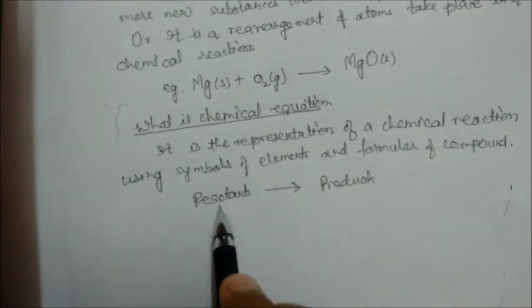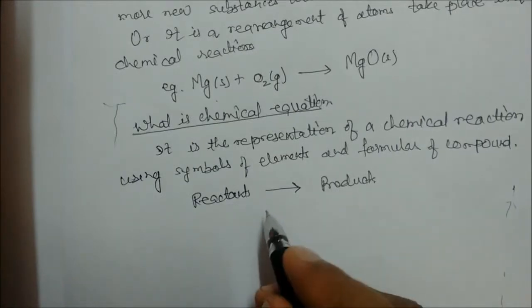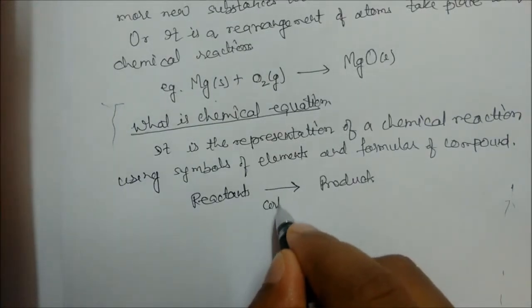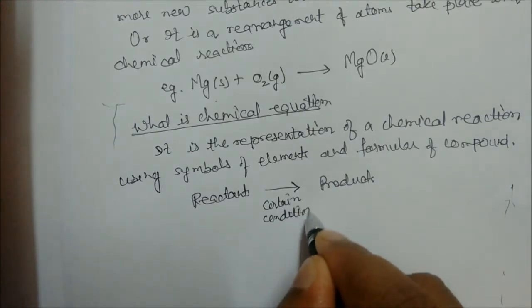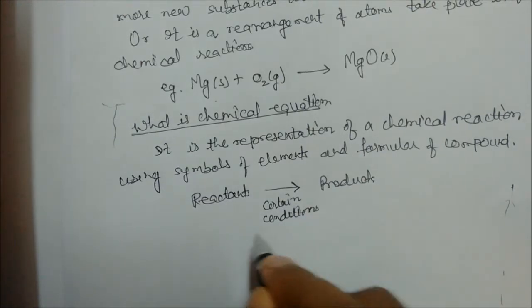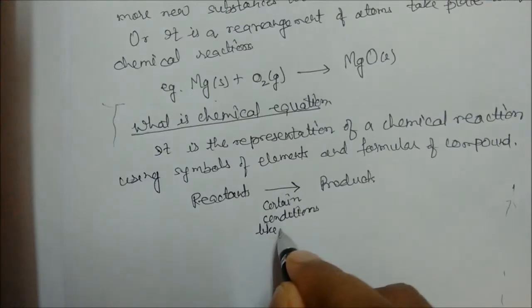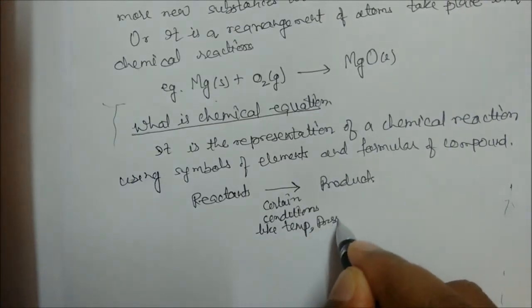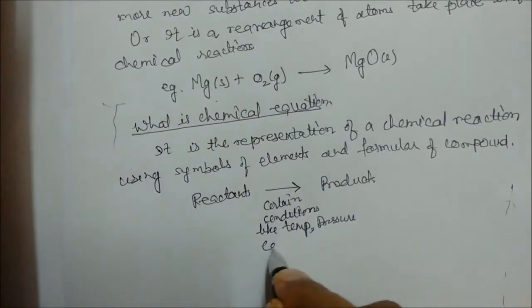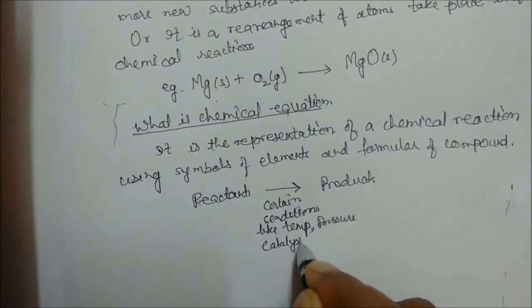So when reactants convert to products we require some certain conditions also, like temperature, pressure, catalyst, etc.